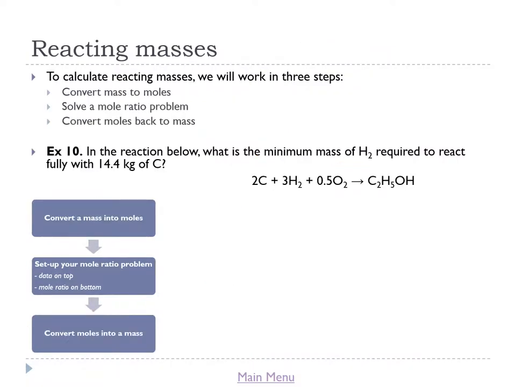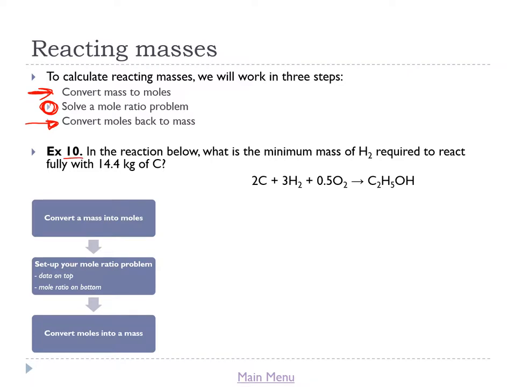To calculate the masses of chemicals involved in chemical reactions, we're going to do another mole ratio problem, but this time we're going to start off by converting a mass of a chemical into a number of moles, and we're going to finish off by converting the number of moles of chemical back into a mass. Okay. And our mole ratio problem is going to be stuck in the middle somewhere. So look, how does this look in practice?